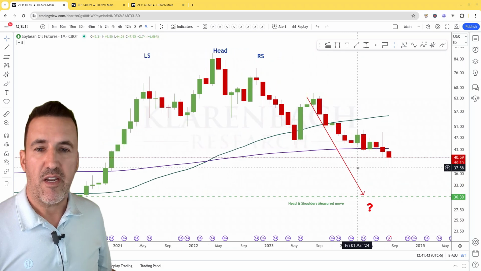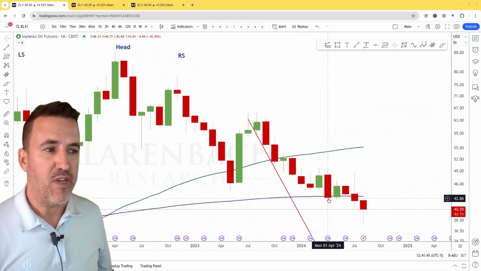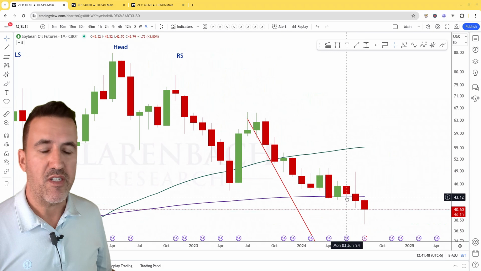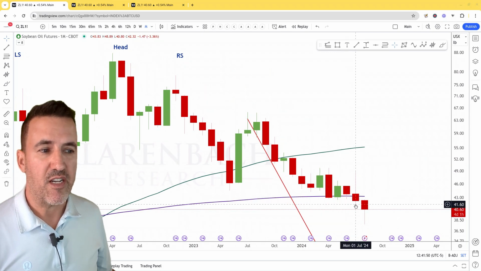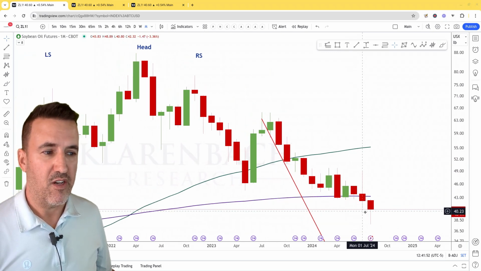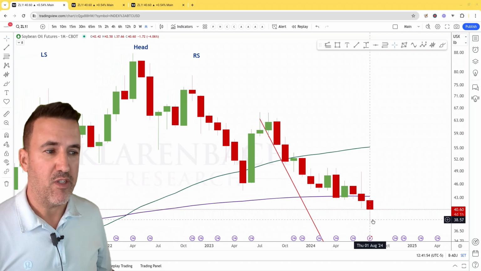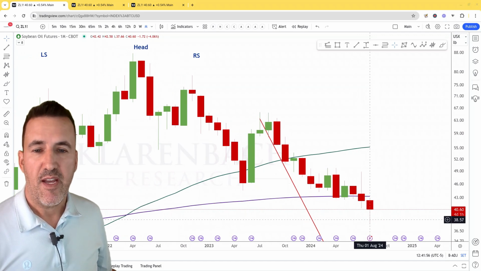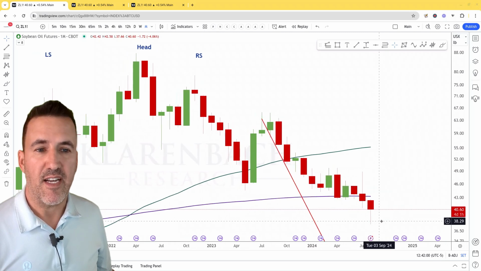The purple line here is the 200-month moving average, and we can see how through April, May, and June, that moving average acted as support. And then in July we broke through that moving average and price started moving lower. And previous support often acts as resistance.